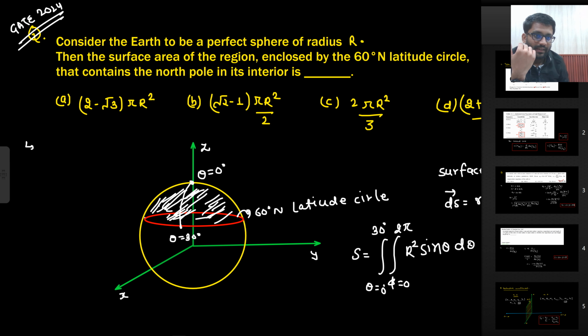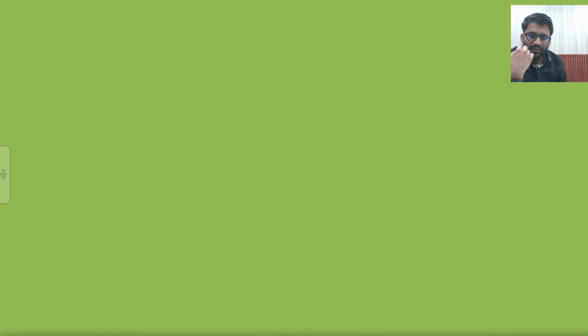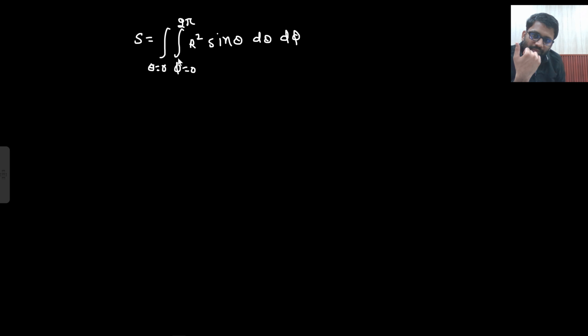So let's add a slide. I guess there is no page left. Which integration do we need to solve? This integration: r square sin theta d theta d phi, where phi is going from 0 to 2 pi and theta is going from 0 degree to 30 degree.